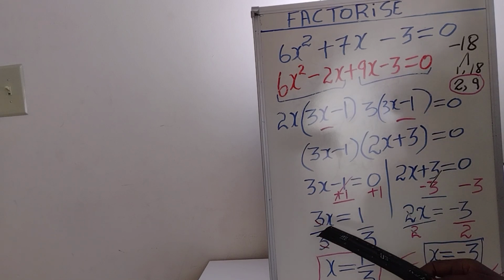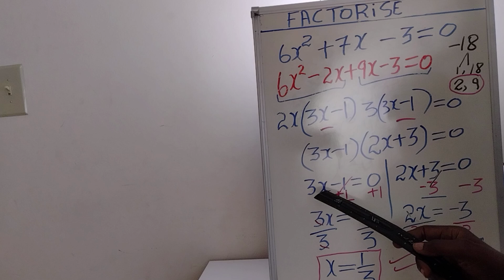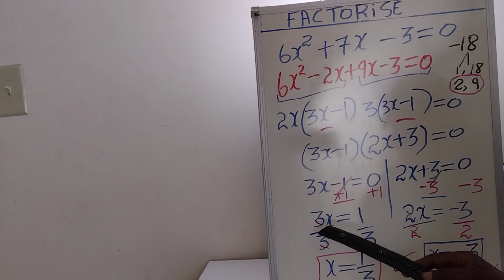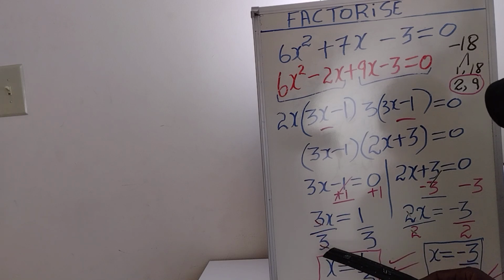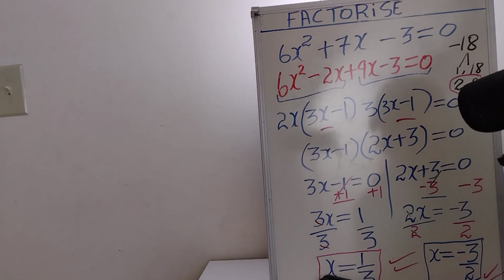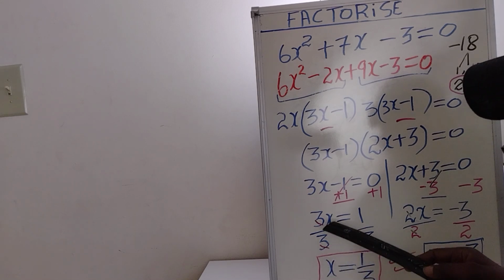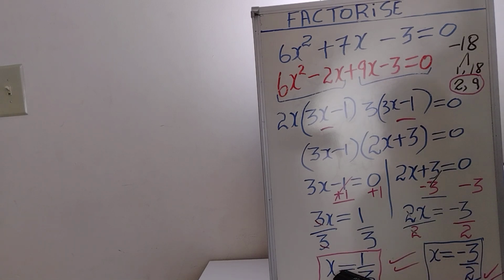Next, we bring the 3x down here, and we divide 3 by 3. 3 divided by 3 is 1. This 1 is invisible. You can write it down if you want to, but it's not necessary. So the x is isolated in this case. Finally, we have x equal to 1 over 3.